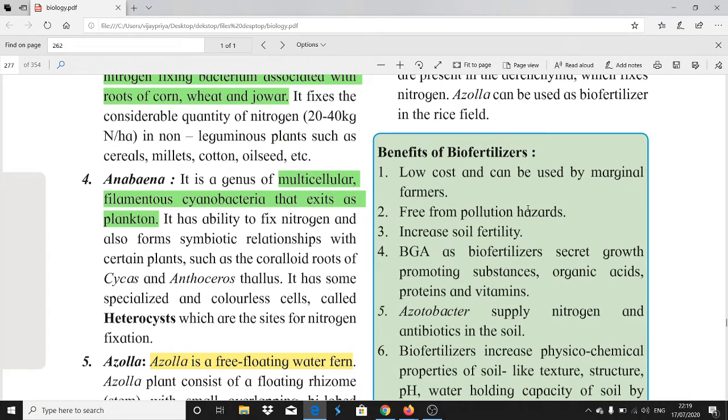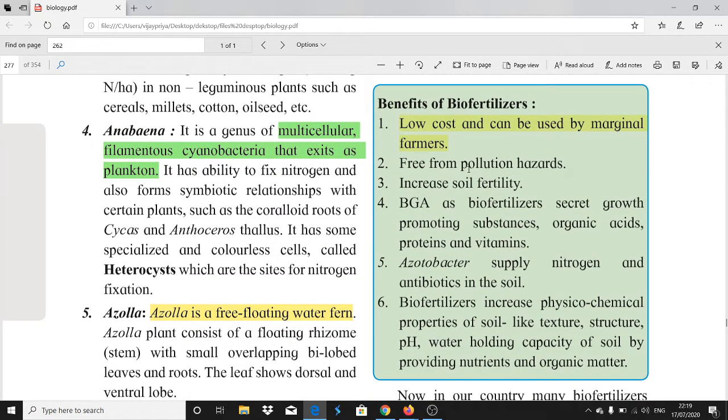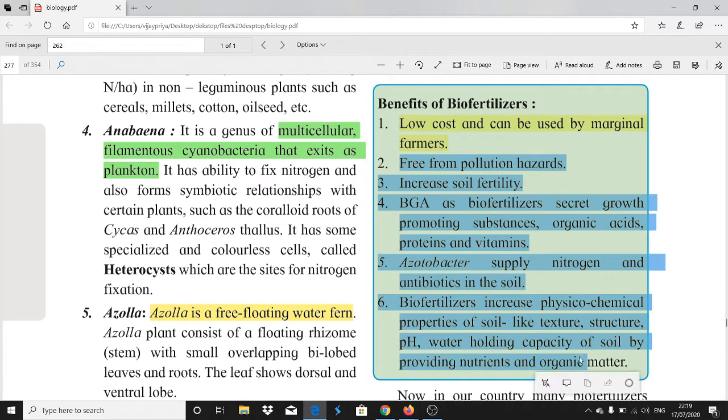Now, what are the benefits of biofertilizers? They are low cost and can be used by marginal farmers, so it is not costly. It is free from pollution hazards, so it is pollution free. This is important: it increases soil fertility. Blue-green algae as biofertilizers secrete growth promoting substances, organic acids, proteins and vitamins. All of it can be obtained by this.